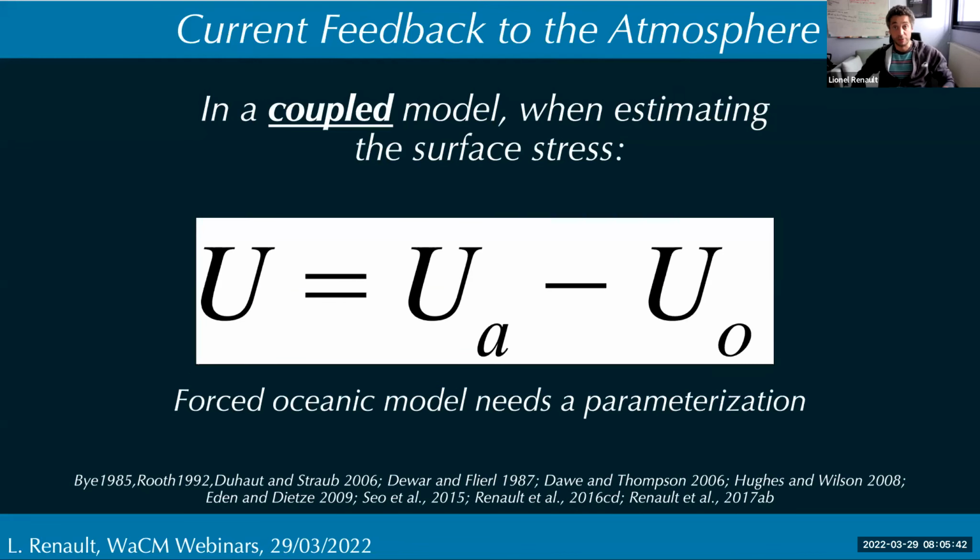So basically, what's the current feedback? In a coupled model, it's very easy to take into account. It's simply the relative wind to the oceanic currents. Instead of using the absolute wind, UA, we use the difference UA minus UO, the 10-meter winds minus the surface oceanic currents. In the first ocean model, as I will illustrate after, we do need a parameterization of the wind response, so we cannot just use that formula.